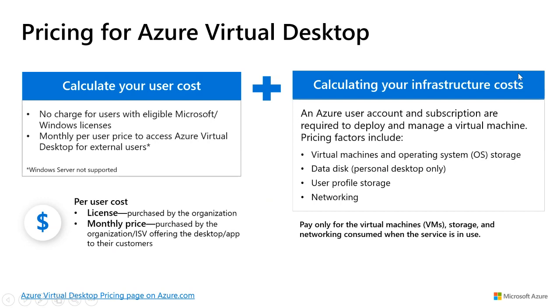The infrastructure cost is calculated on the Azure calculator. On Azure, you need to have one Azure account and one subscription to deploy and manage the virtual machines. The price factors include virtual machines, operating system, storage, the data disk, that is the data that each user has, or the personal desktop only, user profile storage, and networking. You pay only for the virtual machine storage, the VM cores and RAM, and the networking consumed from this environment.